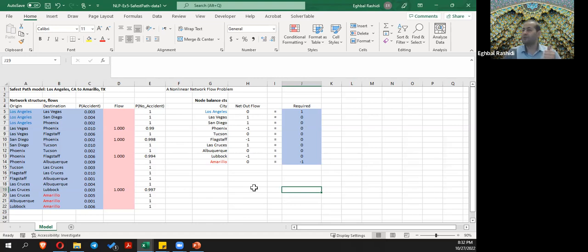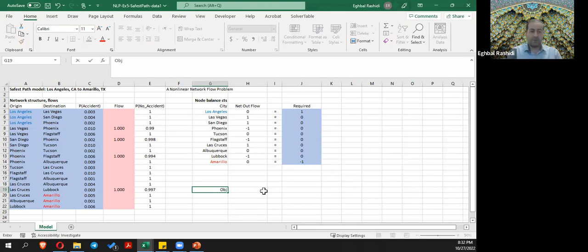We need to come up with the objective function. What is the objective function? The objective. So I'm going to write the objective here.